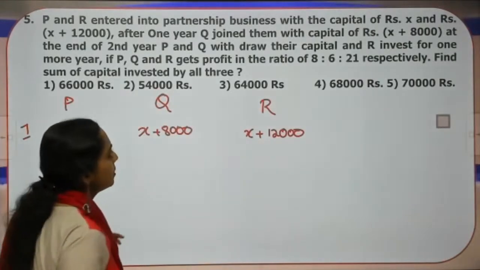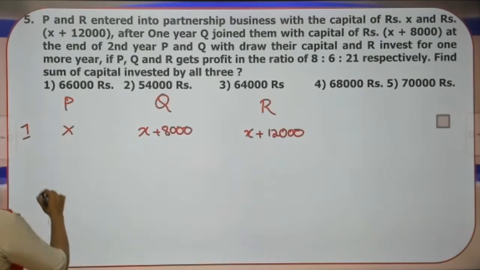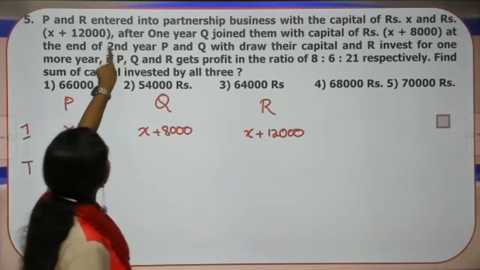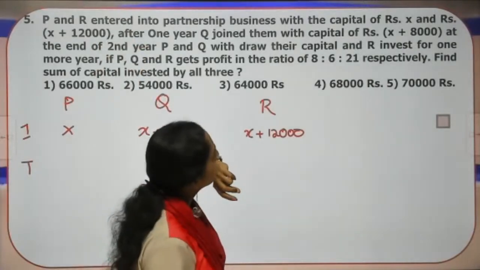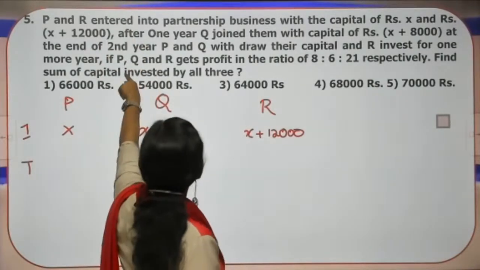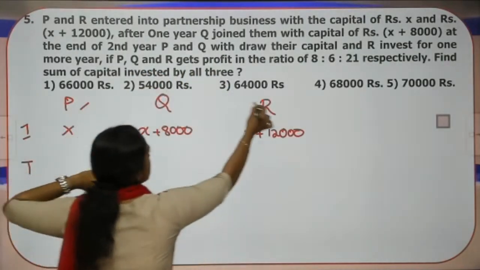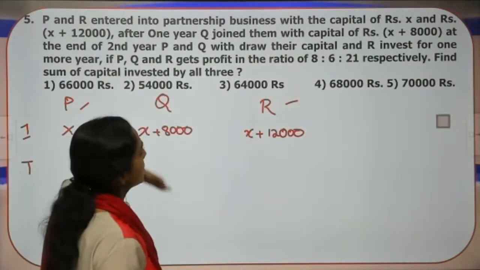Okay. So now let's find out the time period. So first, initially P and R was there. After 1 year only Q joined. So initially P and R was there. Okay. So 1 year is over now.